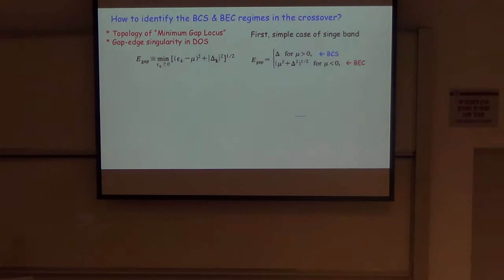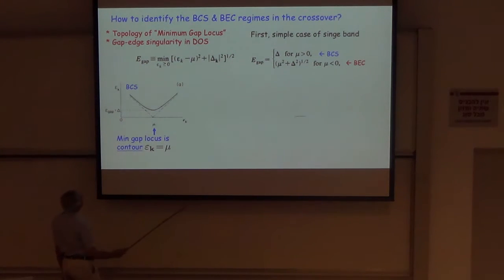So if I look at the standard definition of the Bogoliubov quasi-particle energy and ask what the single particle energy gap is, for the simple single band case, I immediately see that in the BCS regime, or the weak pairing regime, where the chemical potential lies inside the band, the gap is just delta. But when the chemical potential is negative, in the BEC regime, then the gap has this quadrature of mod mu squared plus delta squared. This is reminiscent of what I had in the previous slide. So let's see how this works out.